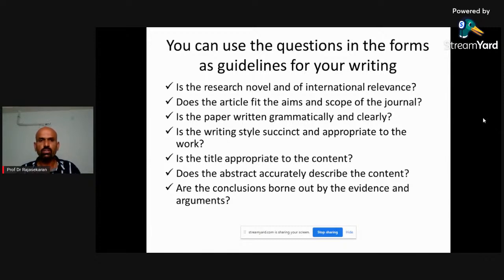Got it? If you follow all these things, you can absolutely please the referees, and the chance of your paper being accepted is very high.